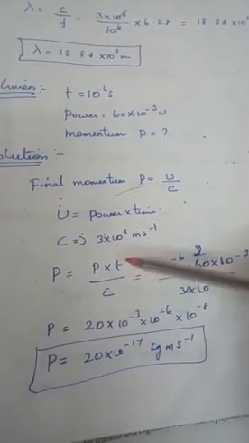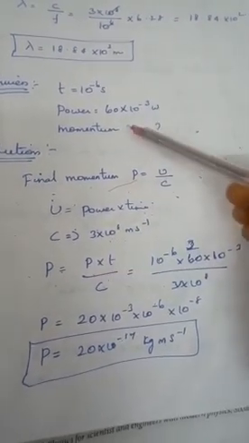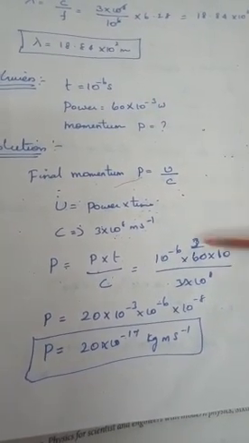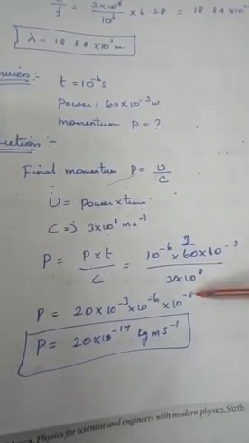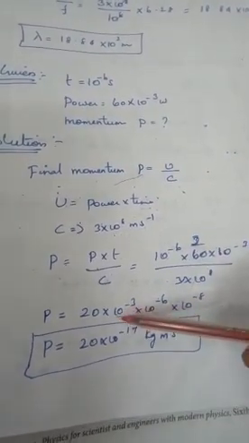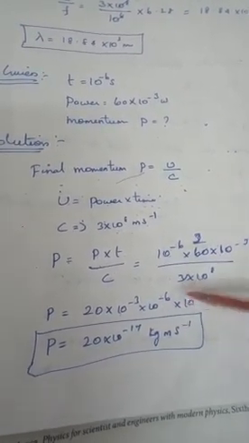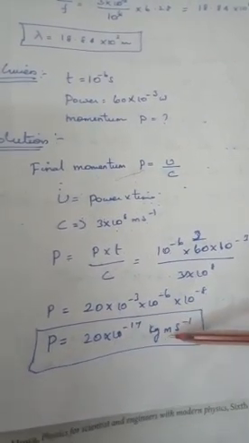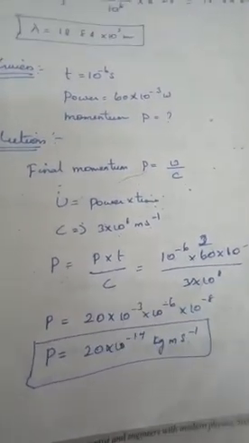P is equal to power into time divided by c. The power value is given, so substitute that value. Then the t value is also given, 10 to the power minus 6 second. So I substitute the t value first, then the power value, divided by the velocity, that is the speed of light. Substitute and minimize all the values, then finally you will get 20 into 10 to the power minus 3 into 10 to the power minus 6 into 10 to the power minus 8. Minimize all the powers, then you will get 20 into 10 to the power minus 17 kilogram meter per second. So this is the final momentum value, that is the P value.